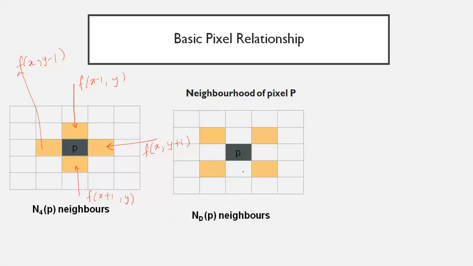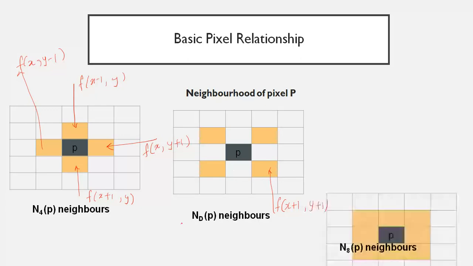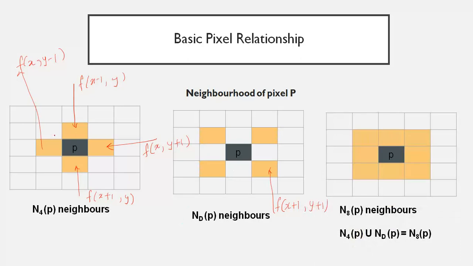Similarly, we have got diagonal neighbors also, and I'll just quickly tell you how to refer to this particular pixel. It would be f of x plus 1 because it is just below the pixel P, next row, and y plus 1. So these are the diagonal neighbors. And the four neighbors plus the diagonal neighbors will give you 8 neighbors of pixel P.